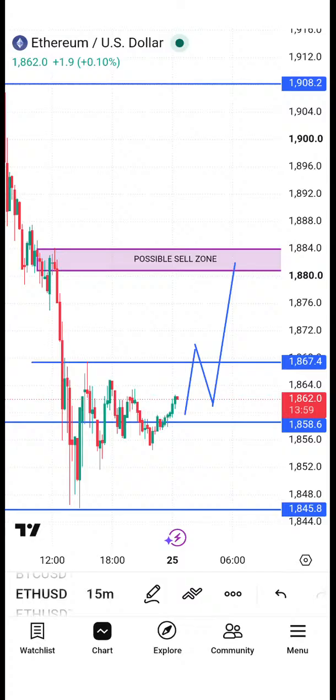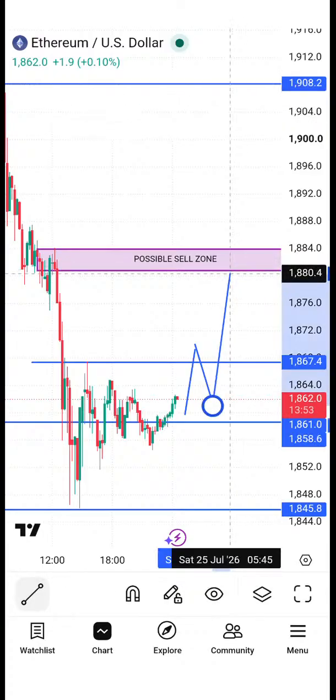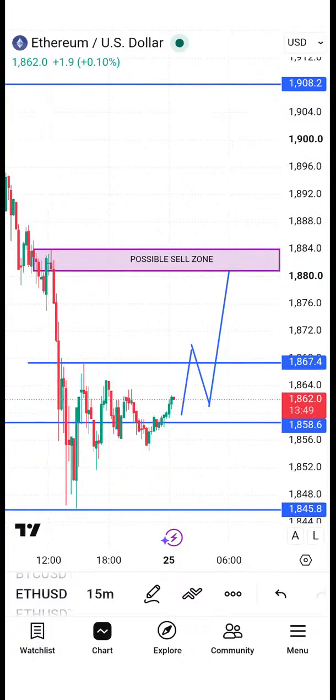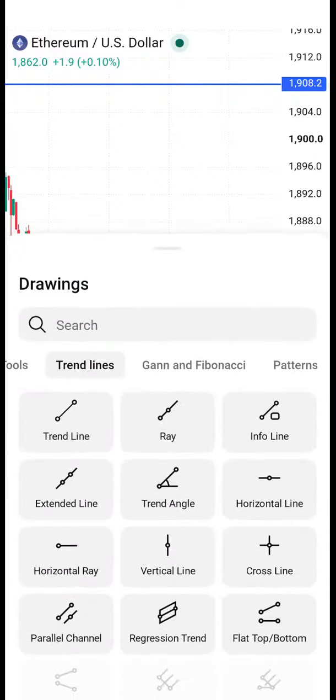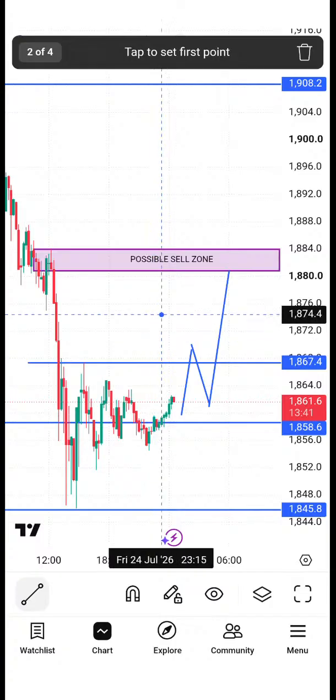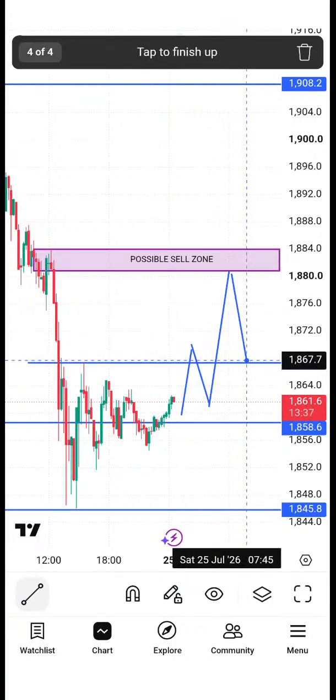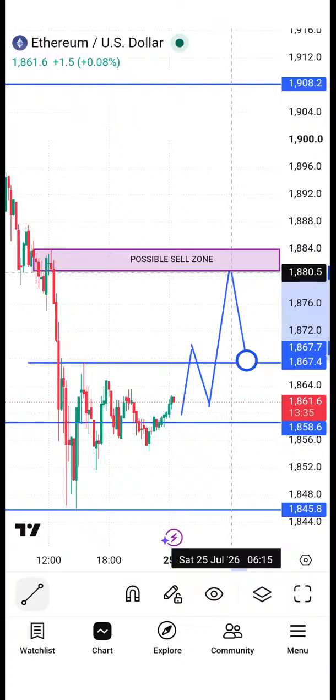That's Ethereum, guys. Setup on Ethereum. Then from here, you look for sell entry, for selling opportunities around this area. Look for a sell around here. Look for a sell around here.